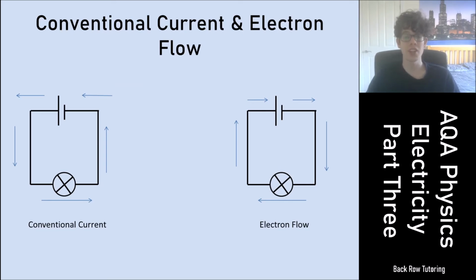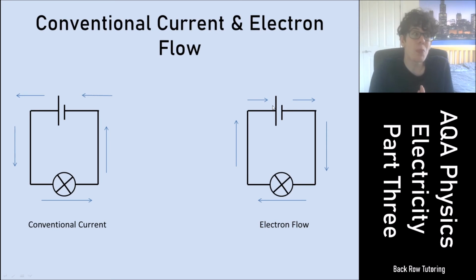So on the left we have conventional current. We know that in a cell the longer length is the positive side. So conventional current, as we've just went through, is from positive to negative. So in this circuit this would be anti-clockwise. On the right hand side we'll have electron flow. Now, as we've just went through, the smaller end of the cell represents the negative end. So in this case the current is flowing clockwise. In reality, current flows this way. It flows from negative to positive because we now know that electrons exist.